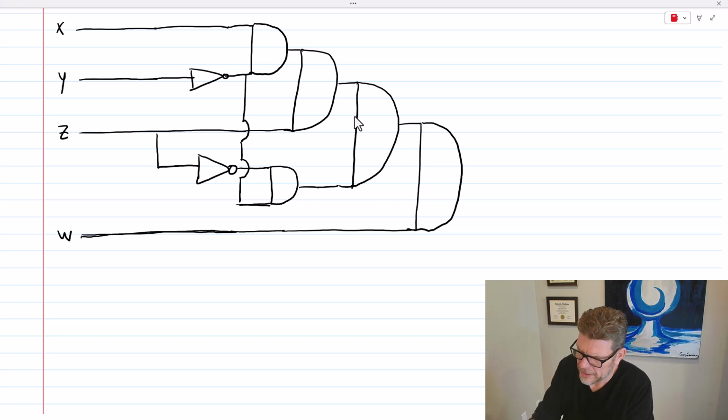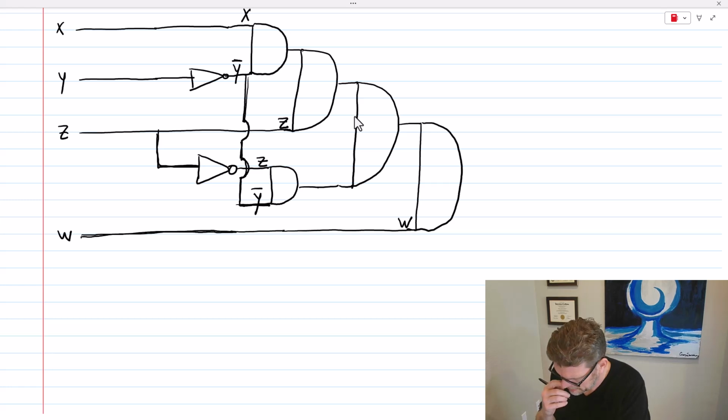And so what we're going to do, again, is go left to right. So this is going to become x. This will become y bar. And then I'm going to notice that my y bar comes down, and it's going to become part of this particular gate as well. So here's my y bar there. Z is going to come straight across. And then I notice that I'm going to branch off and then invert z as well. So there's my z bar. And then w is just going to come straight across. It's only going to be used at the last gate.